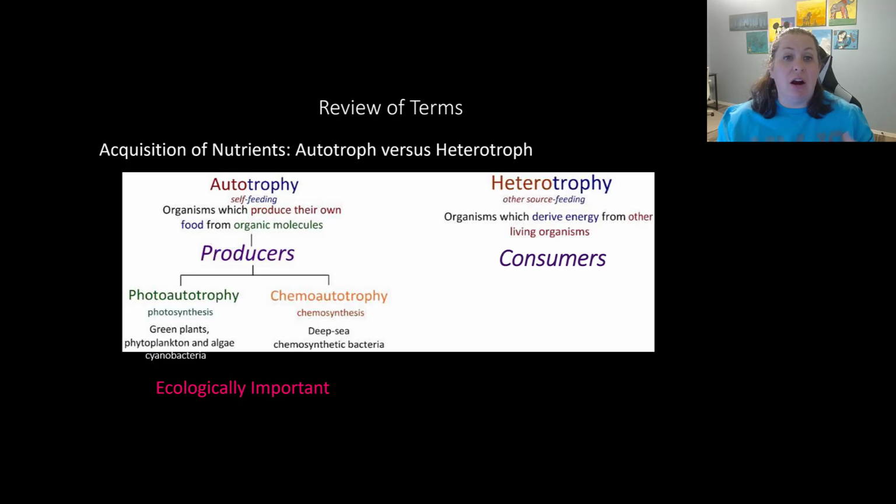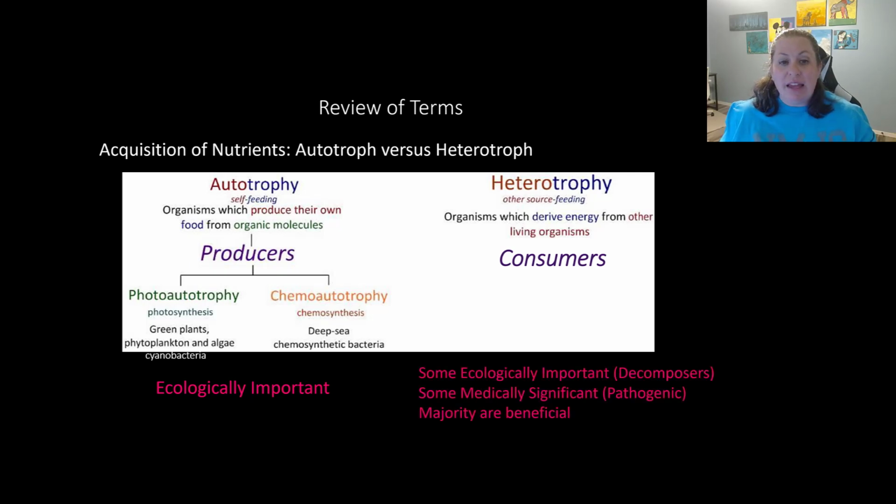Heterotrophs, on the other hand, have to get their food from some other source. So they either have to consume it, ingest it, and eat it, or they have to absorb it. And this is why they're normally called consumers. Now, these guys do have some ecological importance too, because some of our consumers are decomposers who recycle nutrients so that the producers, or the autotrophs, can use them.